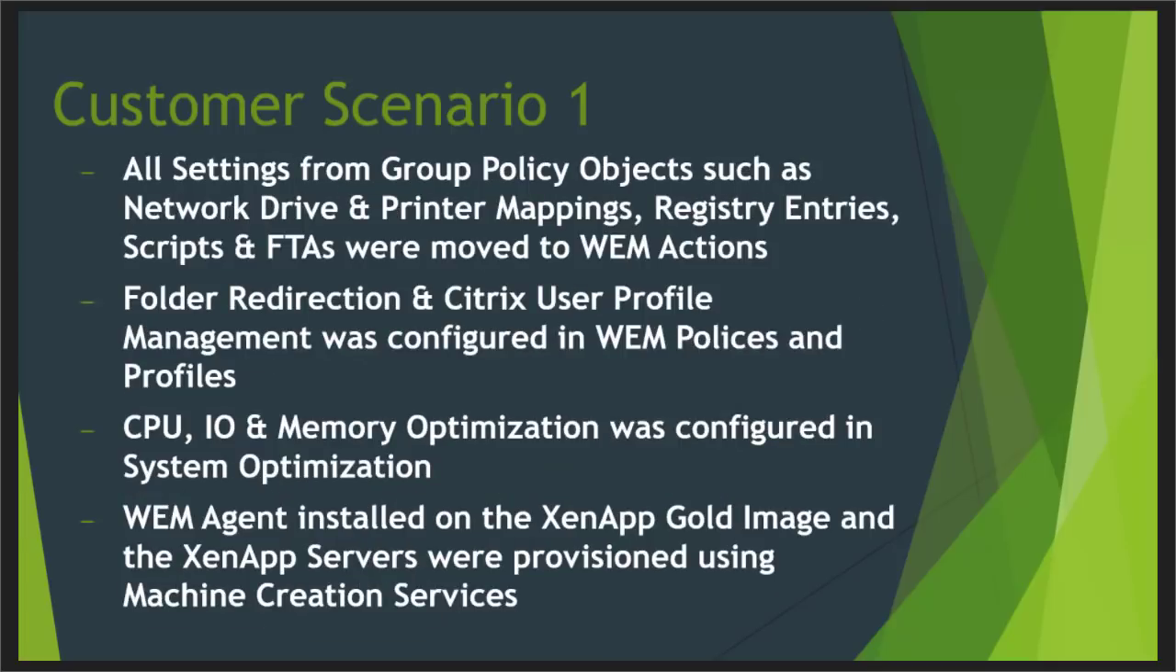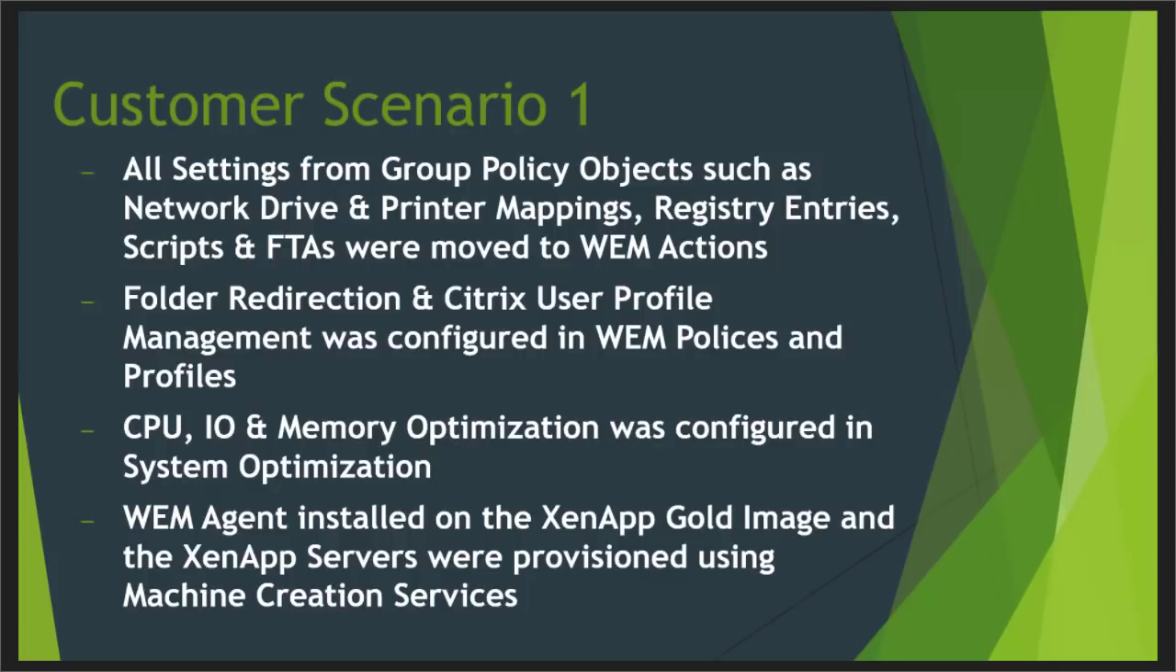During the XenApp 7.13 implementation, we moved all user group policy, apart from Microsoft Office 2013 group policy settings, into a WEM policy. This included actions such as mapping network drives, mapping network printers, creating registry entries, adding logon scripts, and specifying file type associations, as some users needed to use Adobe Acrobat, whereas others could only use Adobe Reader or Foxit Reader.